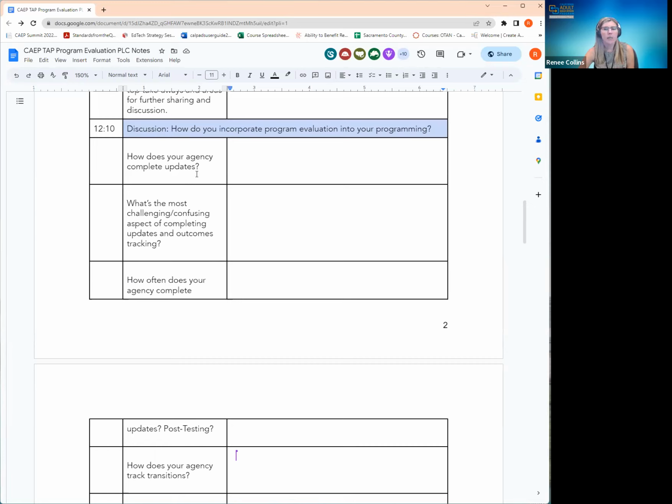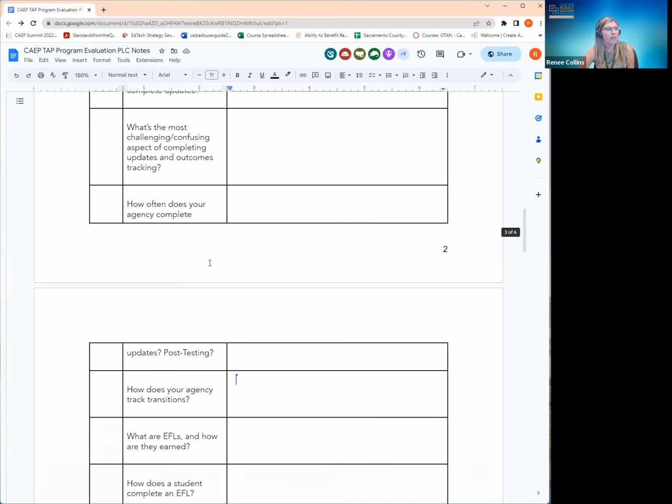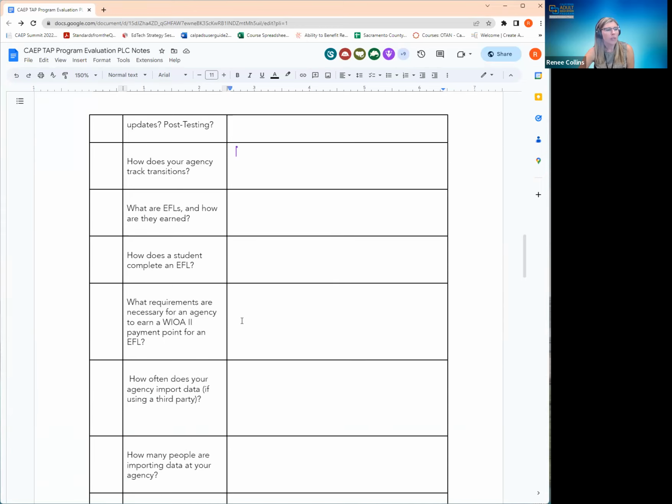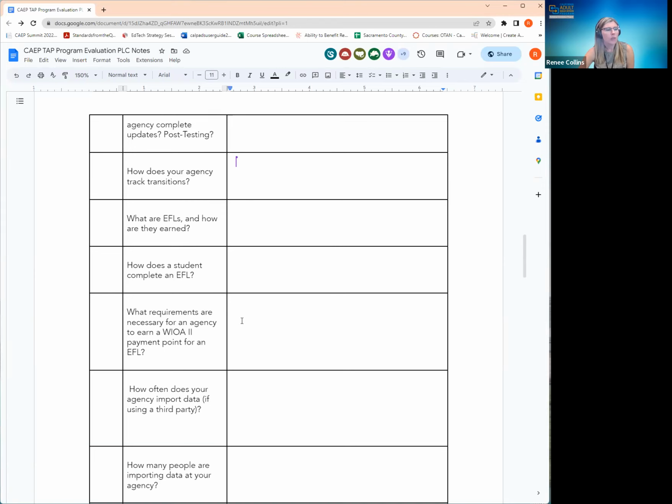How does your agency complete updates? What's the most challenging, confusing aspect of completing updates and outcomes tracking? How often does your agency complete updates and do post-testing? How does your agency track transitions? What are EFLs and how are they earned? How does a student complete an EFL? What requirements are necessary for an agency to earn a WIOA 2 payment point for an EFL?